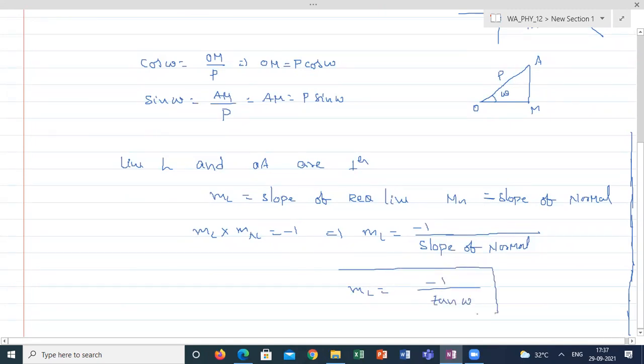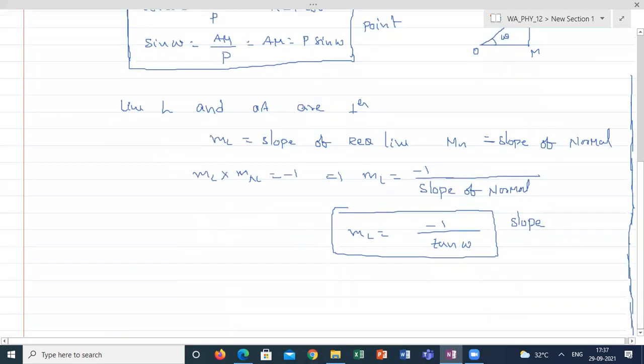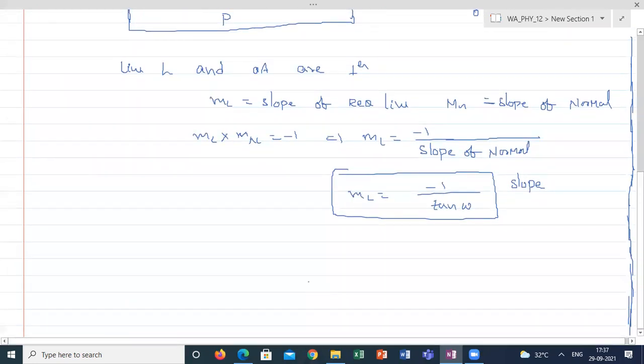So now it is very easy to calculate the equation of the line with respect to this data. The point is there, and the slope of that line L is there. With the help of the slope and point form, I can calculate the equation of the line. So I'm applying the slope and point form.